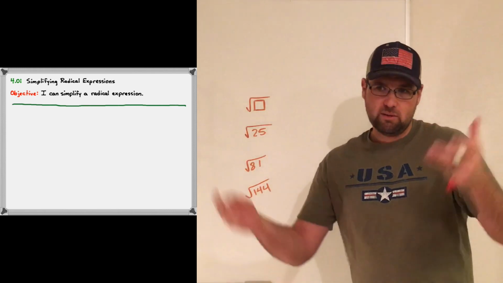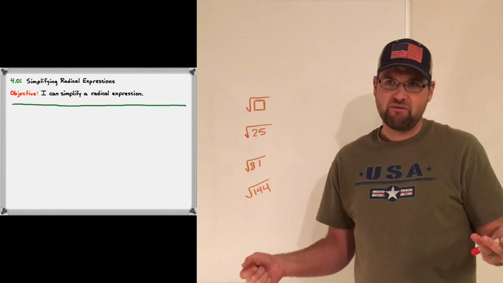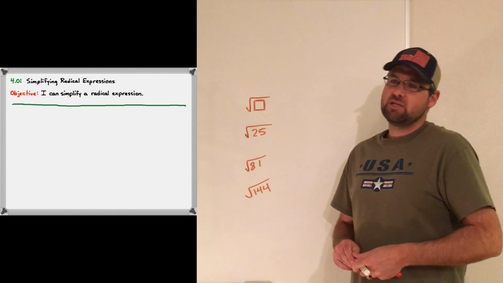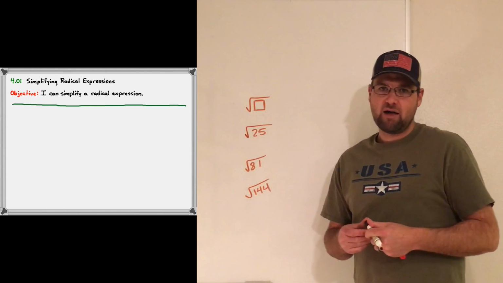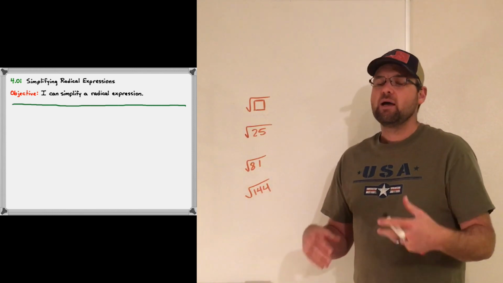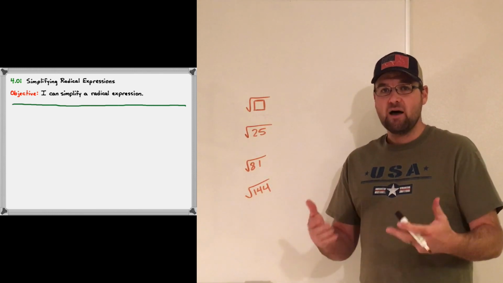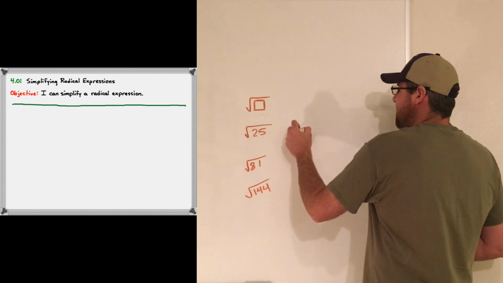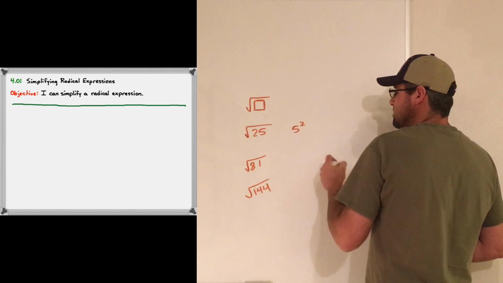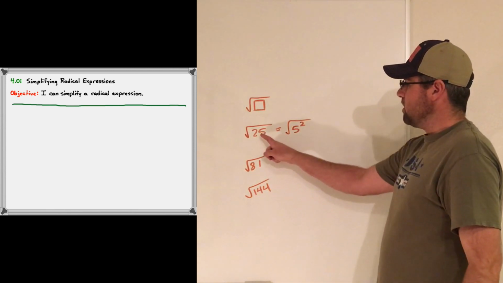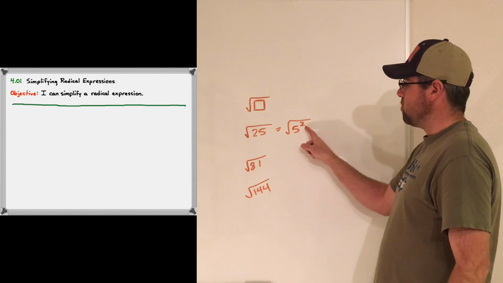Now, most people will say, well, it's 5, because 5 times 5 is 25. And so if I ask you, how did you get that? I get a lot of students say, well, you just divide 25 by 5. Well, where did the 5 come from? How did you know it was 5? Because 5 times 5 is 25. In other words, 5 squared is 25. So you would hopefully agree with me that 25 is the same as 5 squared.